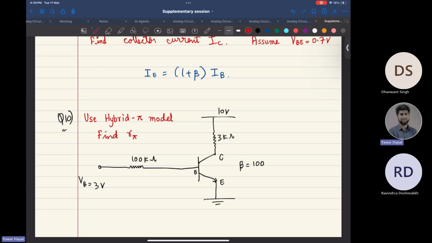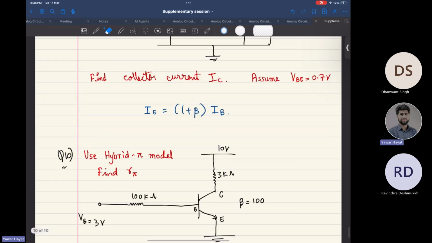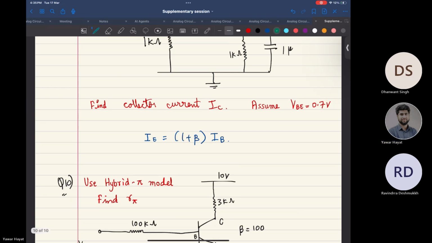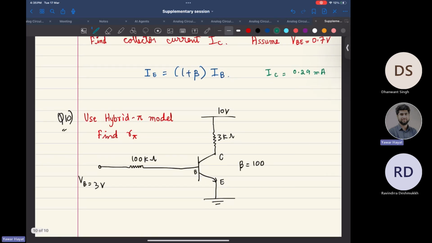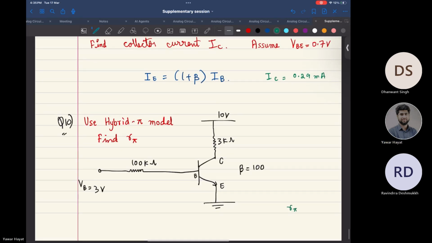This is what you need to find. I'll give you the answers though. For this one, the correct answer is IC is 0.29 milliamp. And for this last one, R pi is 1 kilo ohm. Attempt these and let me know if you have any questions by mail.